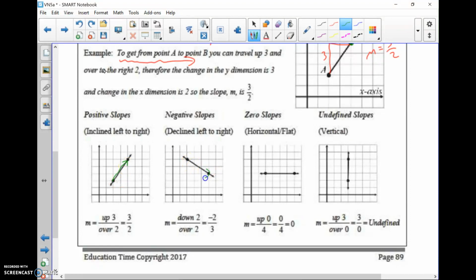Negative slopes look like declines. They go down. So instead of up 3 over 2, it could be down 3 over 2. And so they are going down. This would be a negative slope. So this is a positive 3 over 2. This is a negative 2 over 3.